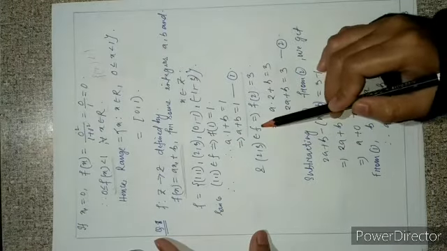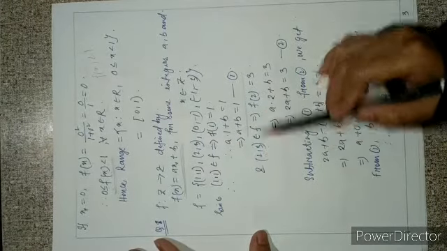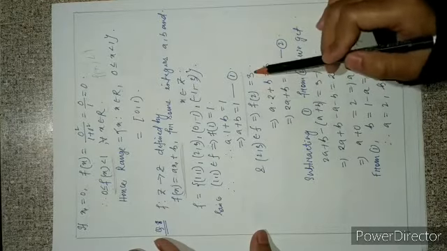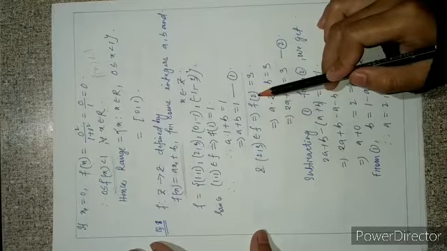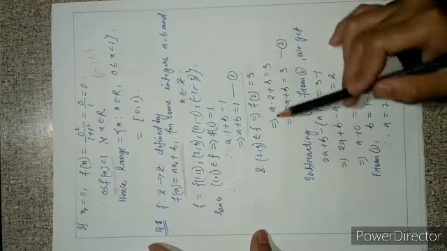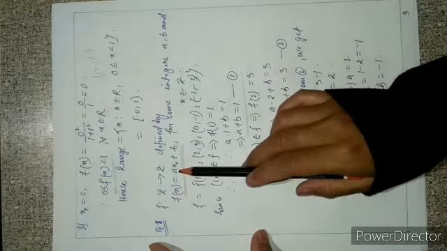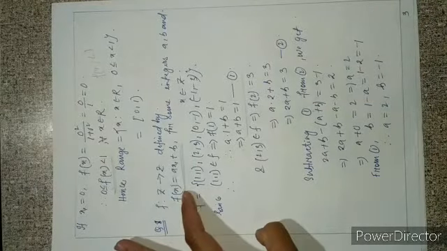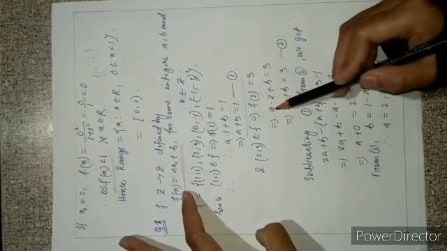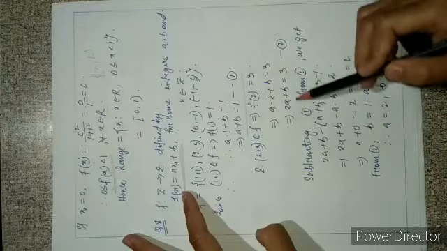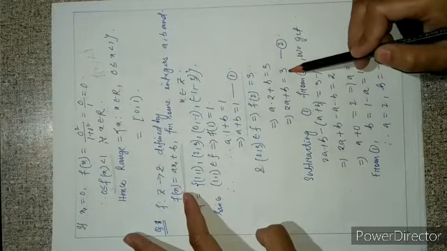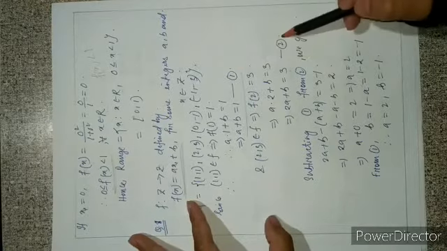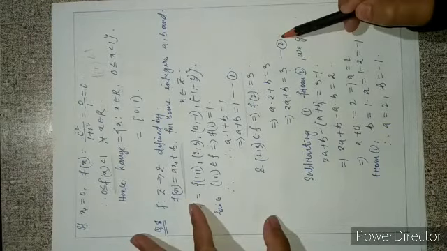Also the other pair (2, 3) belongs to the function f, which implies that f(2) = 3. f(2) = 3 means 2 is mapping to the element 3. Putting x = 2 in this function, we have a into 2 plus b equals 3. 2a + b = 3. This is equation number 2. Solving equation 1 and equation 2, we find the values of a and b.